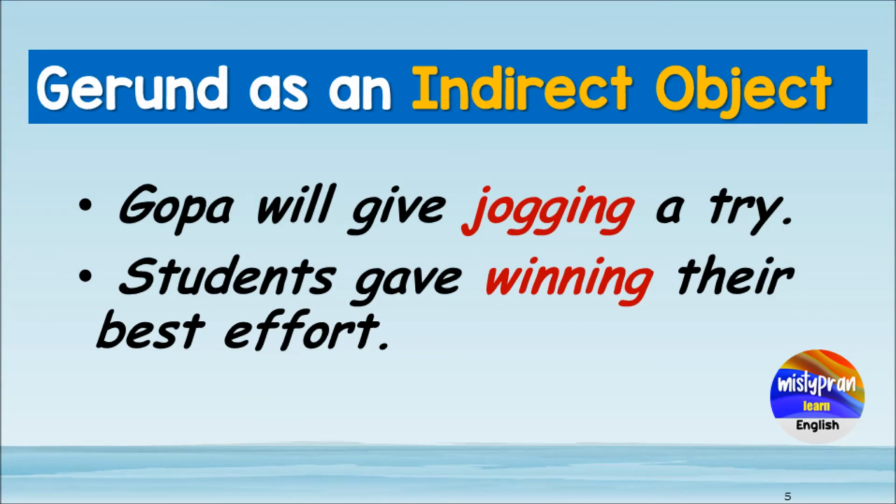Gerund as an indirect object. Gopa will give jogging a try. Students gave winning their best effort. Here, jogging and winning are gerunds and they are used as indirect objects.